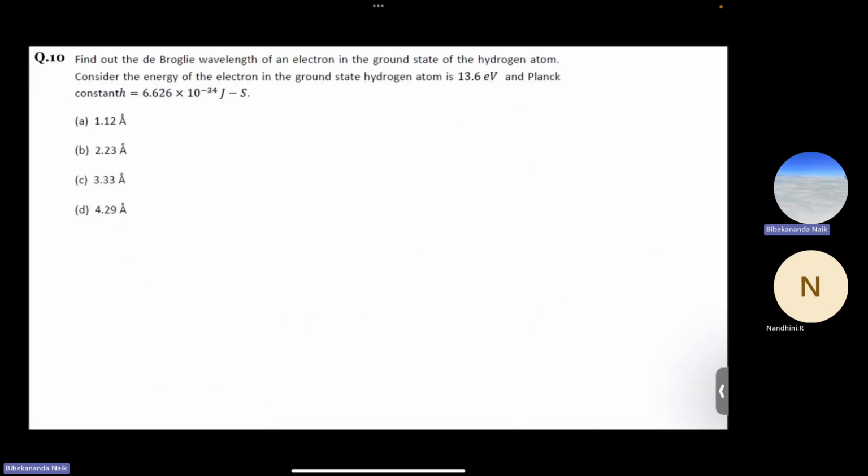Then question number 10. Question number 10 says, find out the de Broglie wavelength of an electron in the ground state of the hydrogen atom. Consider the energy of the electron in the ground state of the hydrogen atom is 13.6 electron volt, and Planck's constant h is 6.626 into 10 to the minus 34 joule second. So I'll give you a few minutes to try this. Then after some time, we will discuss how we can calculate the de Broglie wavelength given the current scenario.